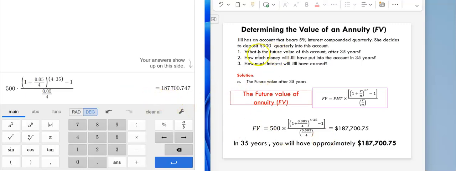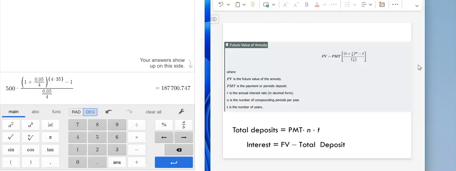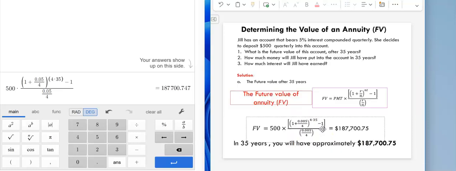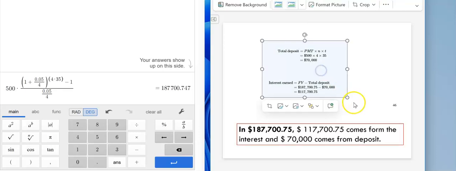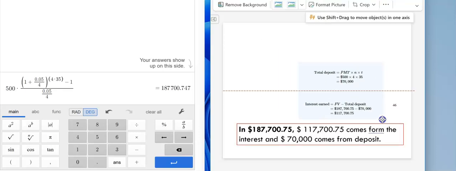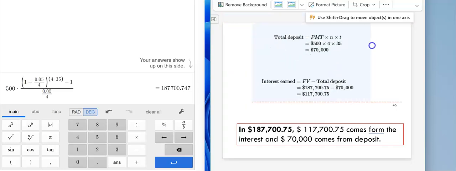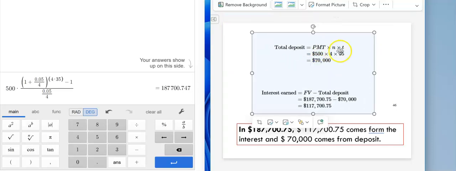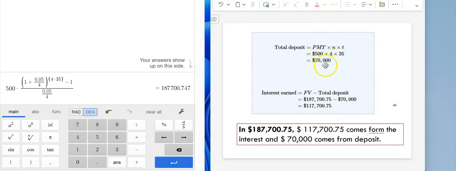So the next part of the question is how much money will Jill have to put in the account in 35 years. So we have to find the total deposit. The total deposit is going to be PMT times N times T. That's the formula. I already did it here, so you can see that the total deposit is PMT times N times T, which is 500 times 4 times 35, which is 70,000. So that's the total deposit she made in 35 years. That's the money she put in the account.